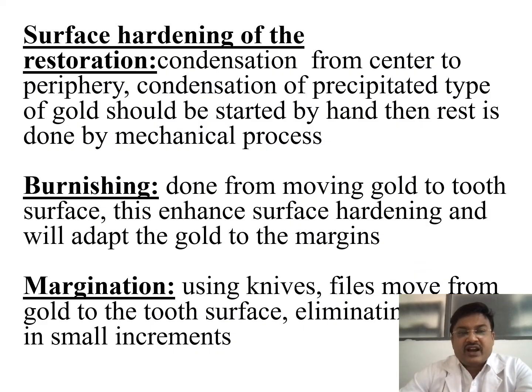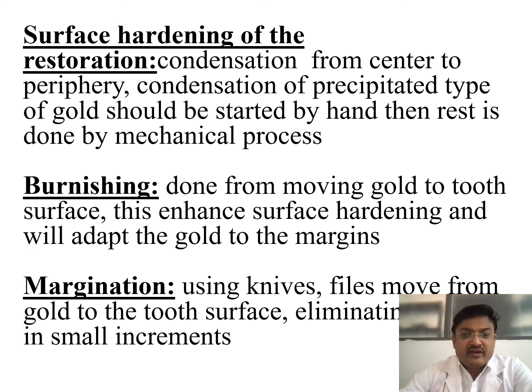What is surface hardening of the restoration? Condensation from center to periphery. Condensation of the precipitated type of gold should be started by hand, then the rest is done by mechanical process. Burnishing is done moving from gold to tooth surface. This enhances the surface hardening and will adapt the gold to the margins.